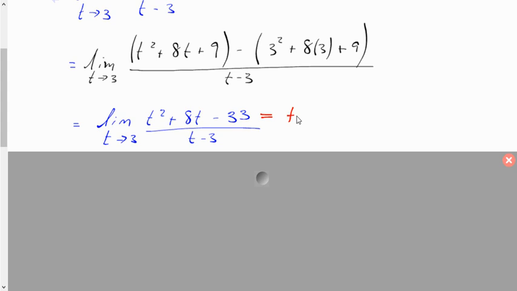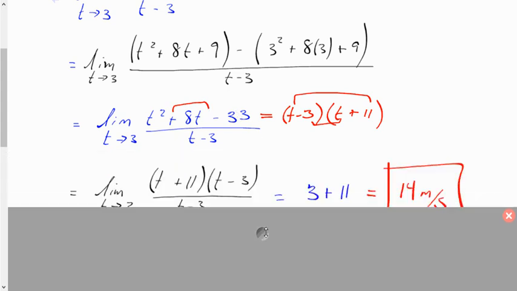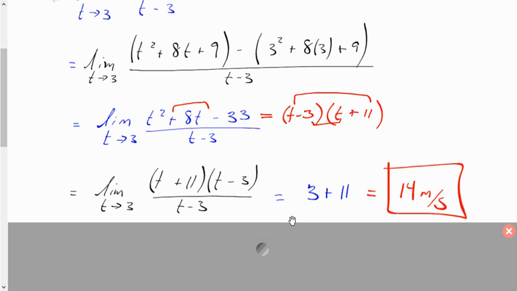t times what is t squared? t. Negative 3 times what is negative 33? Positive 11. Double checking, I multiply the outside terms and I get 11t. Inside terms, minus 3t, that gives me this positive 8t. There we go. We can see the common factor that gets canceled out. So this cancels with that. As t approaches 3, 3 plus 11 gives me 14 meters per second.